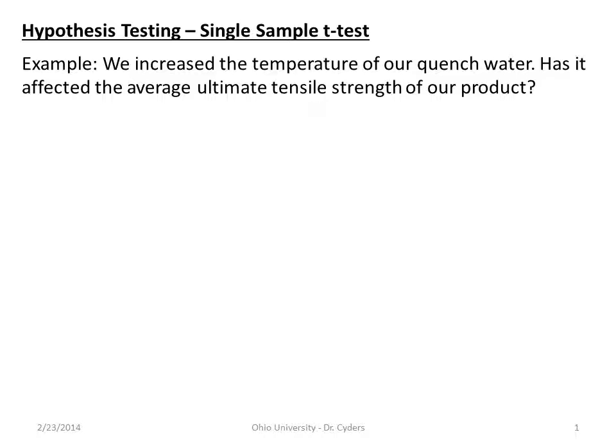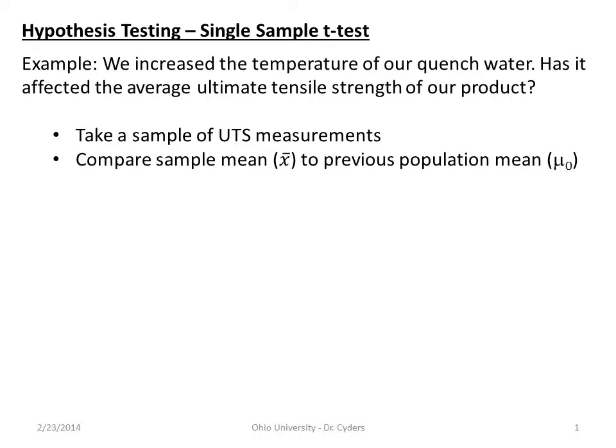So here's the basic rundown of what we do. First things first, we take a sample of UTS measurements. We make our change in our process, and then we're going to get our sample of ultimate tensile strength measurements after the change. We're then going to compare the sample mean, x bar, to the previous population mean, mu naught, which is just a way of saying the original mean. And we want to know how far apart they are, kind of in terms of standard deviations. In other words, how far are they apart relatively?